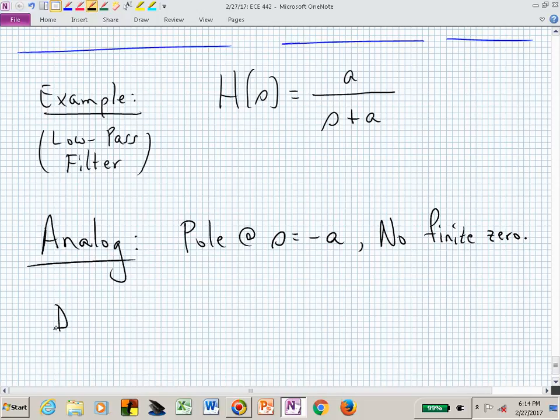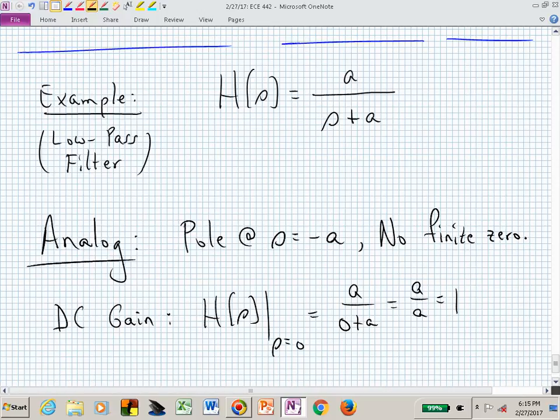The DC gain, by design, H(s) when s is equal to 0, was a over 0 plus a, which is a over a, which is 1. Now, what we want to do is design a difference equation that will implement a low-pass filter. To find a difference equation, if somebody gives you an H(z), you can take that back into the time domain. Then you can put this into a computer and perform a low-pass filter with a difference equation.